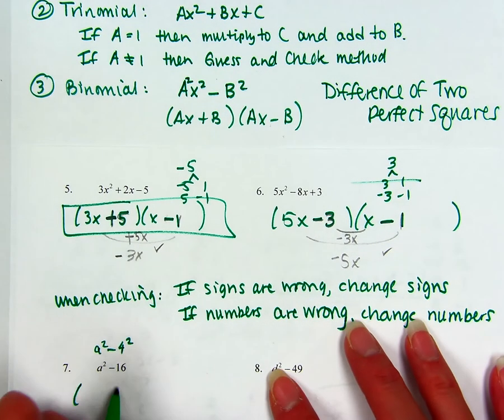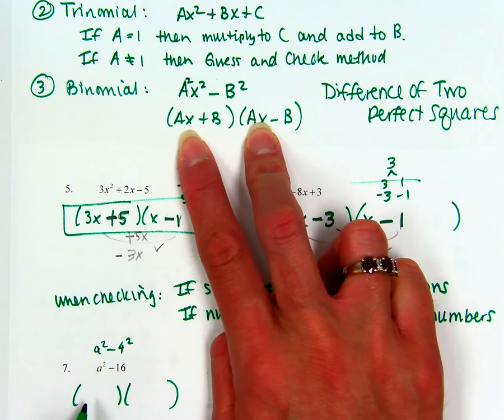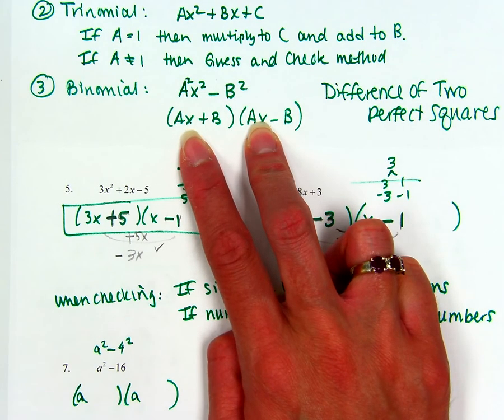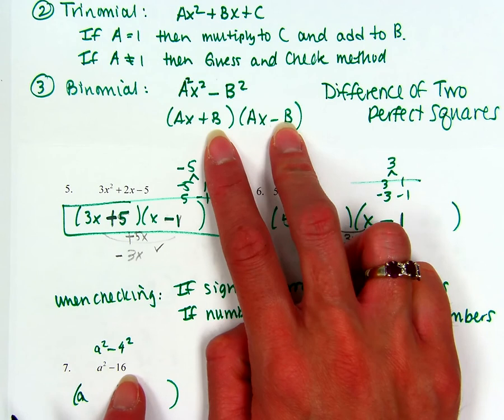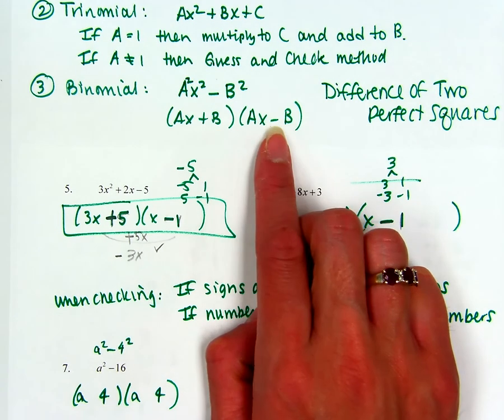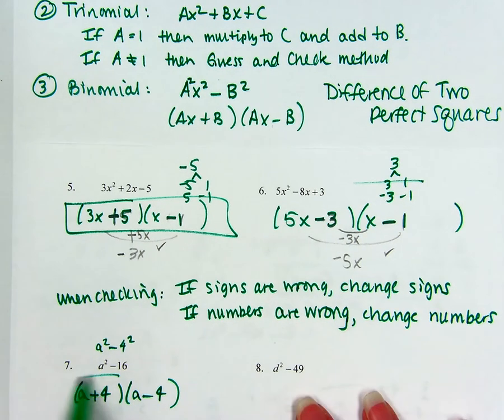So this is a really quick factoring if you look at the shortcut. So we just want to know what's being squared to give you the front. So a times a, that'll give me a squared. What's being squared to give me 16 is 4, so I know it's 4 and 4. One of them has to be plus, and one of them has to be minus. And that's it. That's your final answer.